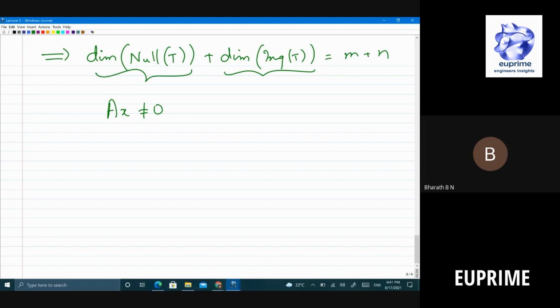Now, what about the null of T? It is all those x such that Ax equals 0, right? So that means I'm looking at basically the linear combinations of columns which give me 0, right?